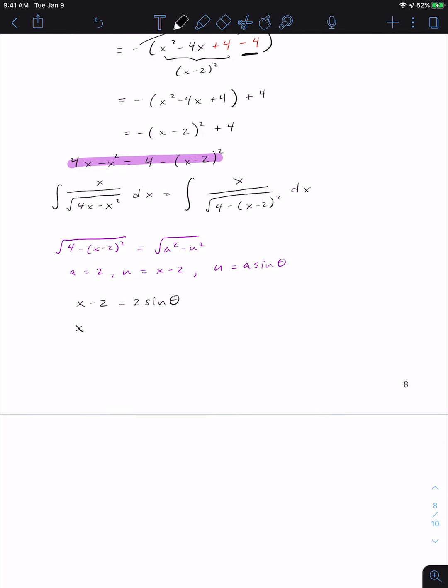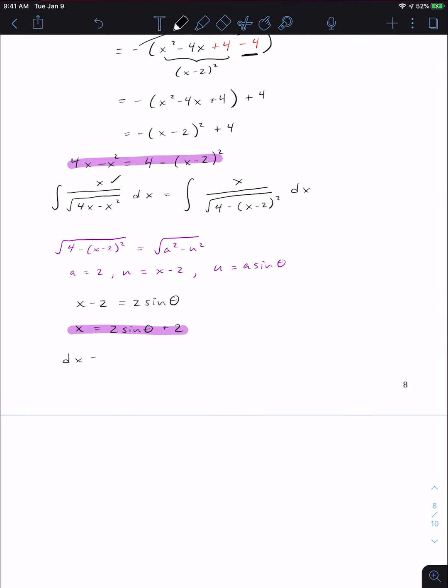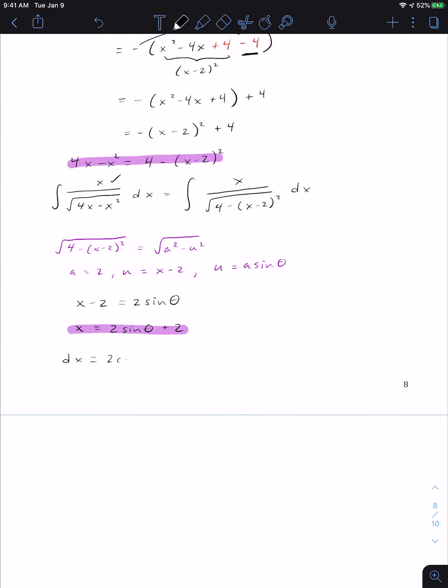So what does that mean? That means x is equal to 2 sine theta plus 2, right? And that's one of the things we're going to need to substitute, because that's what we've got here. So now we've got x, we need to figure out dx, and we need to figure out the square root of 4x minus x squared. So dx is the derivative, so it's 2 cosine theta, right? And then the derivative of 2 is 0.